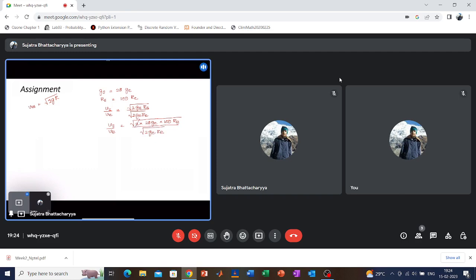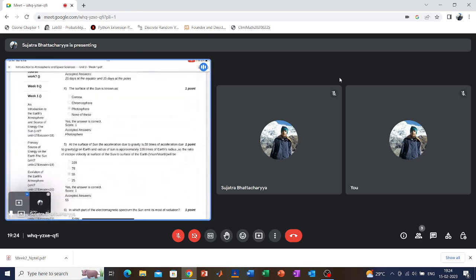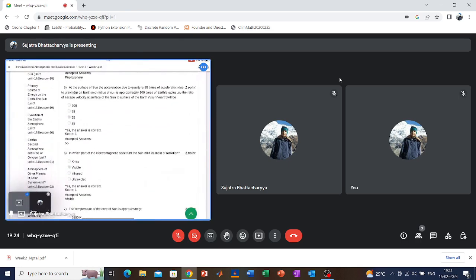So you chop out the root 2, root ge and re. What you are left with is root over 28 into 109, and if you solve it, it comes out to be about 55.2, the ratio between the escape velocity at the surface of the sun and the escape velocity of the earth. So the answer is 55, which is close.